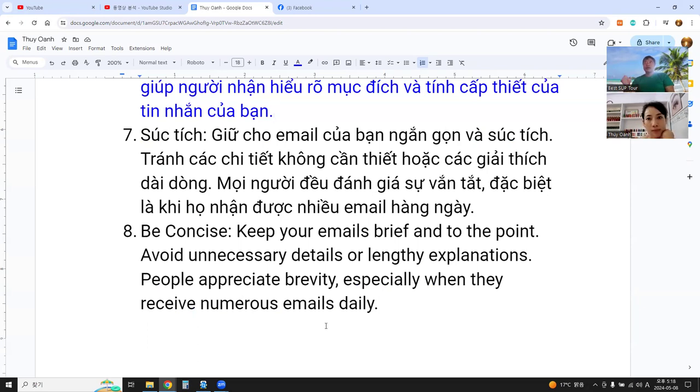For example, a long explanation is not good. If you write to your friend or family, you can write long stories because of friendship. But in business, my time is important and the customer's time is also important. So we should not write unnecessary long explanations. Get to the point, and people appreciate it. Brevity is simple and saves time. They receive numerous emails daily.